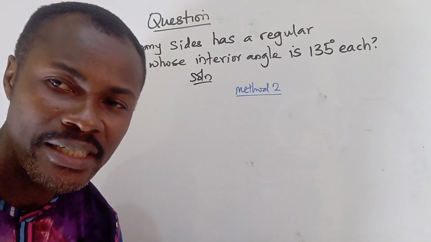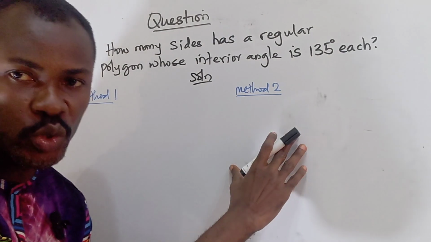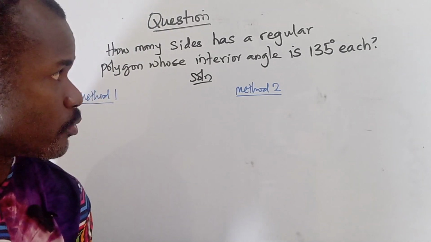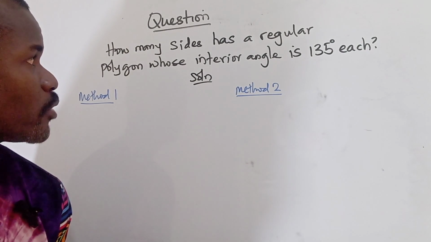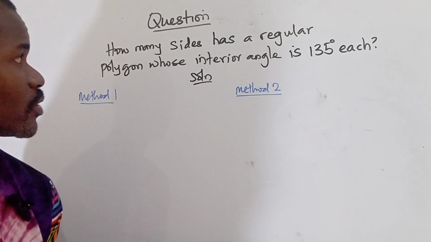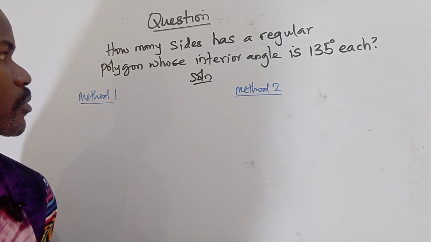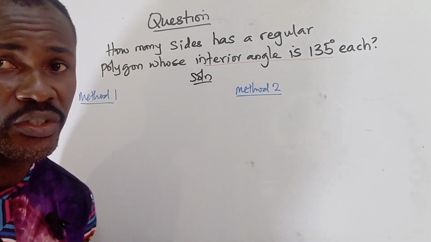Alright, so let's solve this simple problem. I have method 1 and method 2, two different approaches to solve this problem, and I'm going to explain them. So let's first of all understand the problem we have on the board. The question says, how many sides has a regular polygon whose interior angle is 150 degrees each?